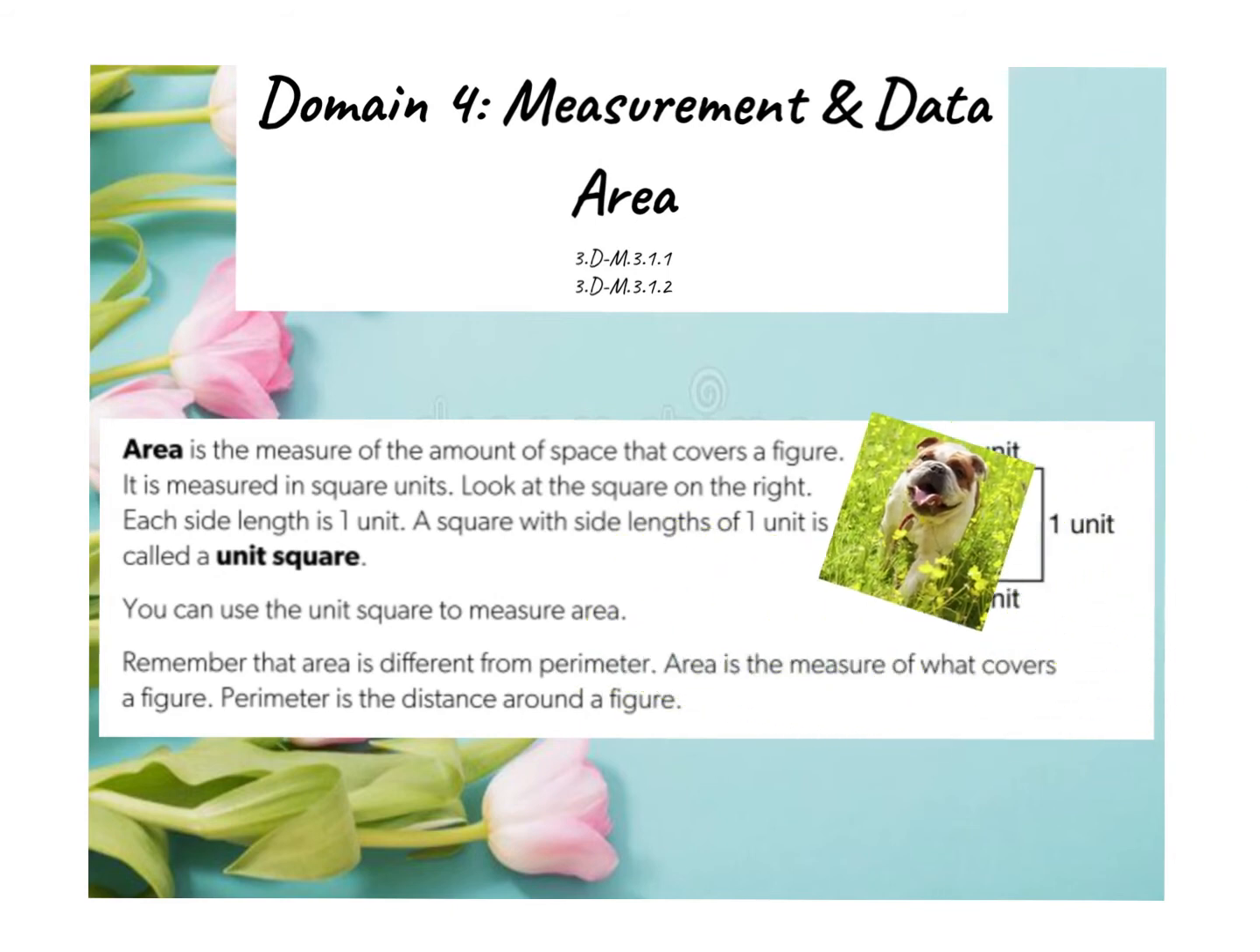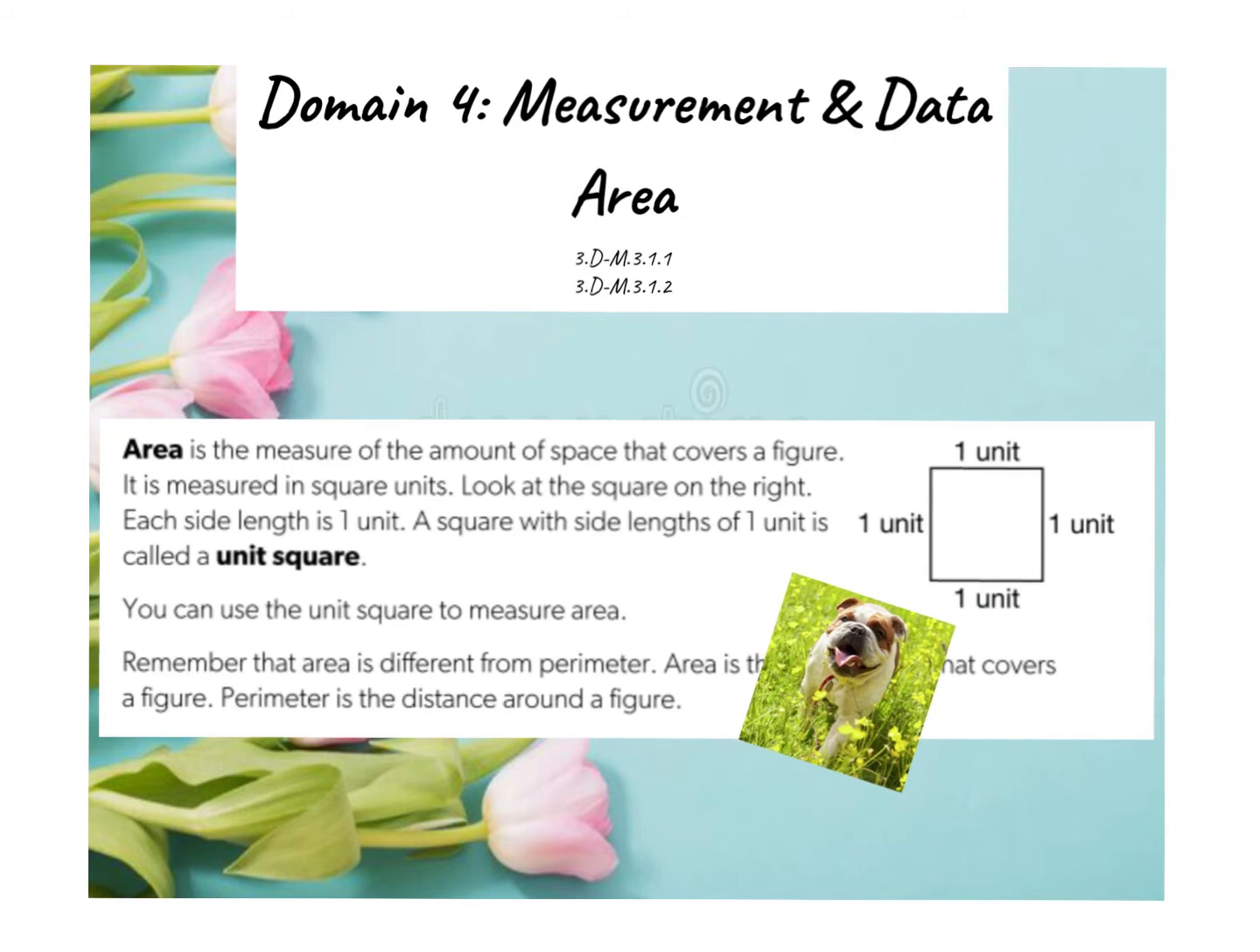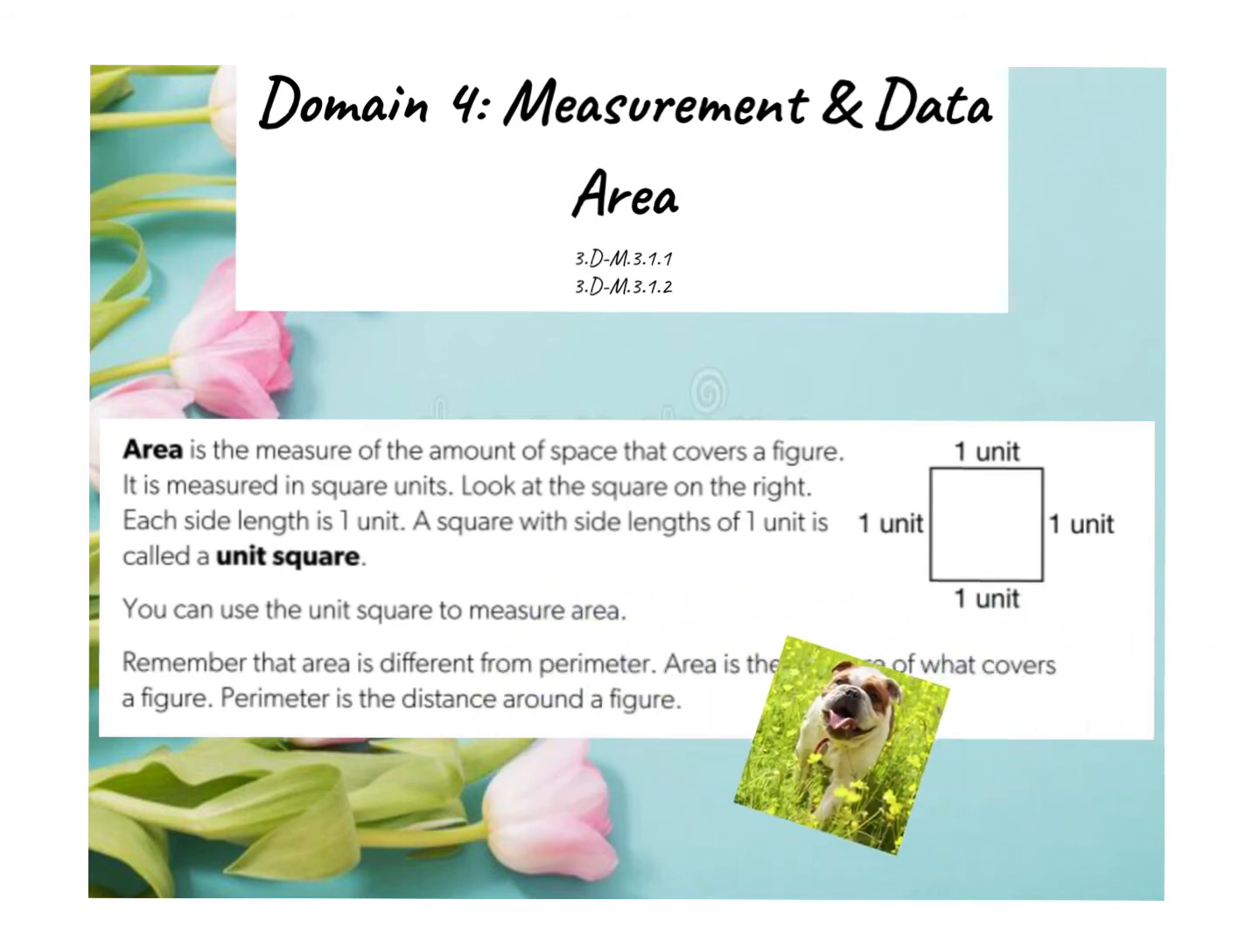Look at the square on the right. Each side length is 1 unit. A square with side lengths of 1 unit is called a unit square. And you can use the unit square to measure area.